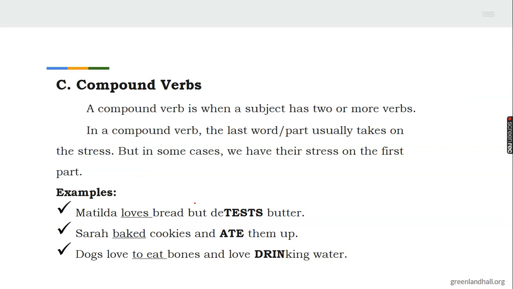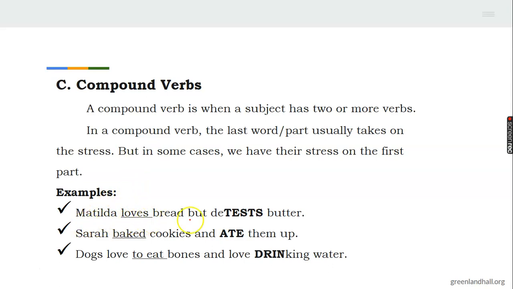Now let's look at compound verbs. A compound verb is when a subject has two or more verbs. And in a compound verb, the last word or the last part usually takes on the stress. But in some cases, we have the stress on the first part. So it's very important you watch out for the words. Now let's look at some of the examples we have here.